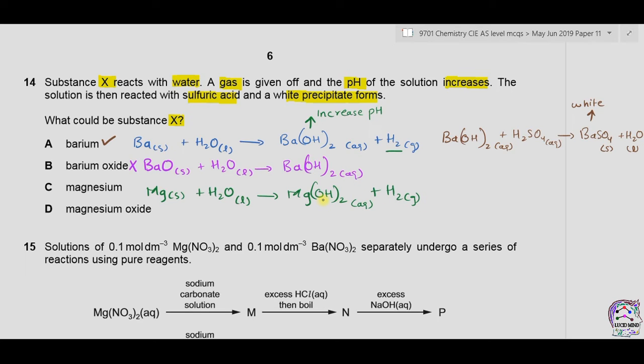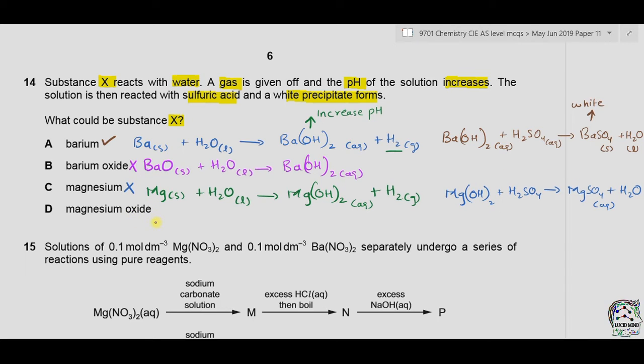Let's do the second reaction of magnesium hydroxide with sulfuric acid. Magnesium hydroxide plus sulfuric acid will form magnesium sulfate along with water. Now magnesium sulfate is soluble in water, so it won't give a white precipitate. So C is also incorrect.